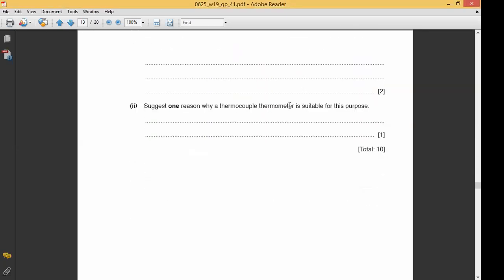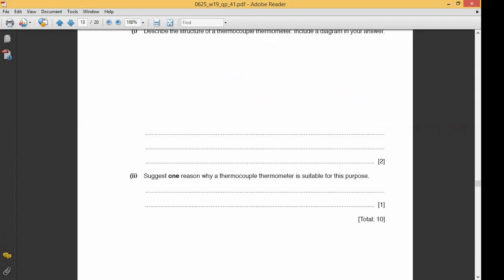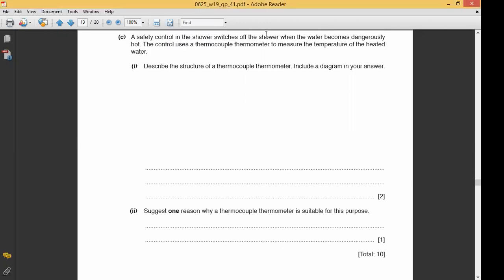Now, suggest one reason why a thermocouple is suitable for this purpose. Why do we use a thermocouple? Number one, please write this: it makes measurement fast. But what do we write for the description of the thermometer? The description, I just told you that it consists of two different wires joined at one end, and a voltmeter is connected. Those are the things you write. The structure is just to help your diagram. Do you understand?